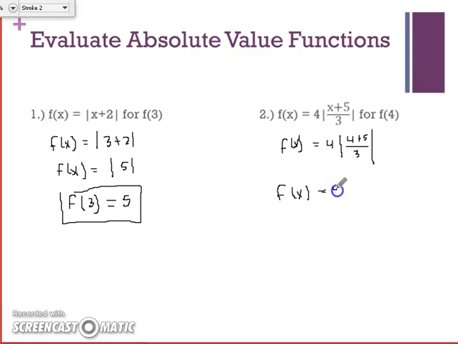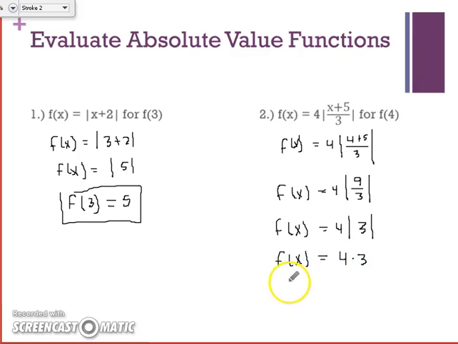So we have f of x equals 4 times 4 plus 5 is 9, so 9 over 3. Simplifying our next step, we have f of x equals 4 times 9 over 3 simplifies to 3. So 4 times the absolute value of 3. The absolute value of 3 is 3, so we have 4 times 3, giving us an answer when we're evaluating the function for x equals 4. 4 times 3 equals 12.